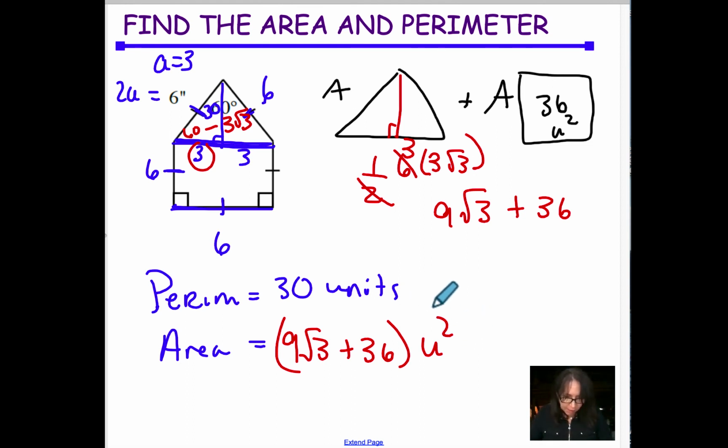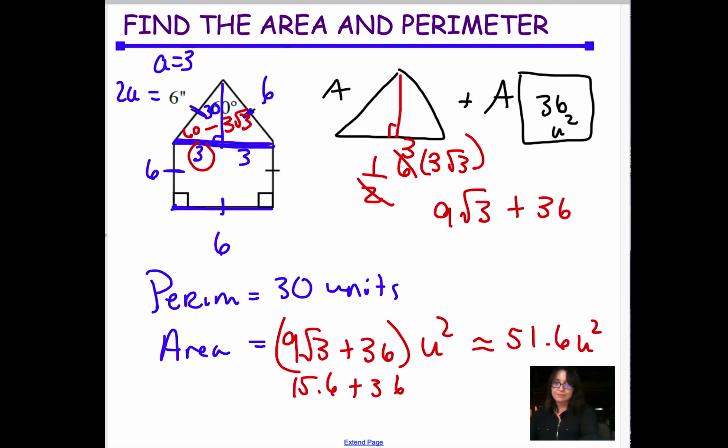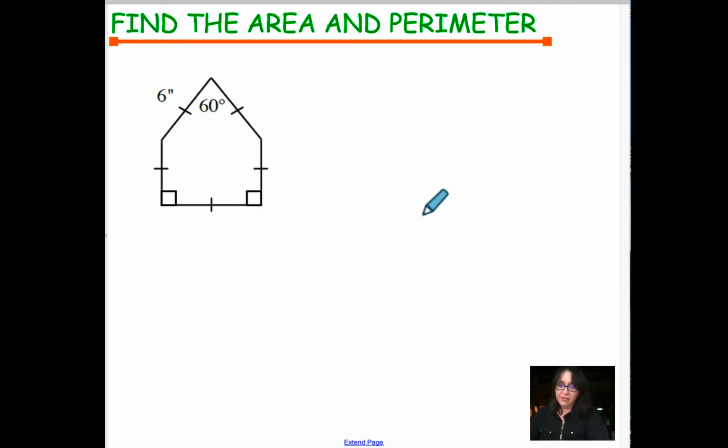Now, if you wanted an approximation of that, you would go on your calculator, find a value of 9 root 3. So I'd go root 3 times 9, and I get 15.6. And this is going to be 15.6 add 36. So add 36, and I get 51.6. So this is about 51.6 units squared. And that's the same problem.